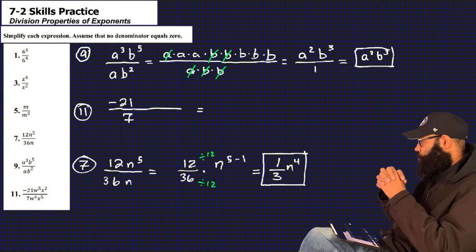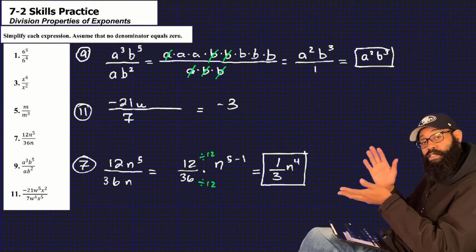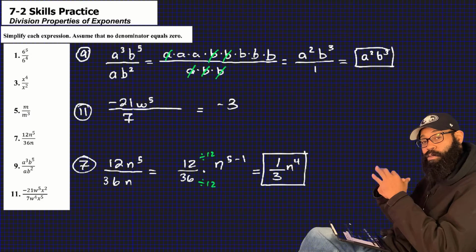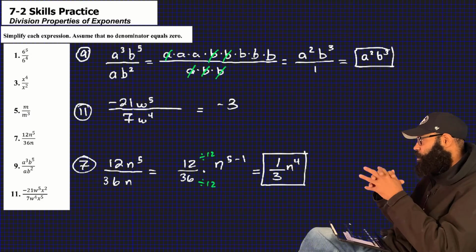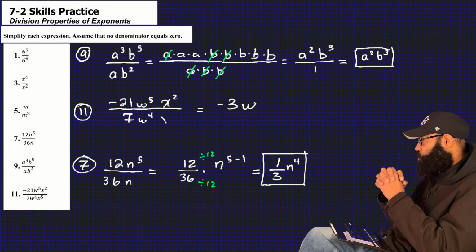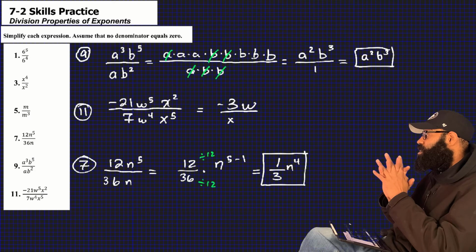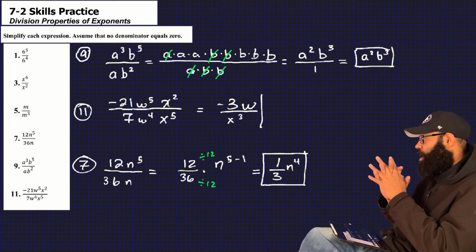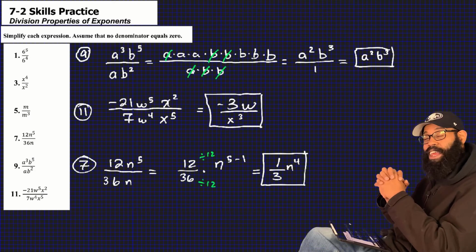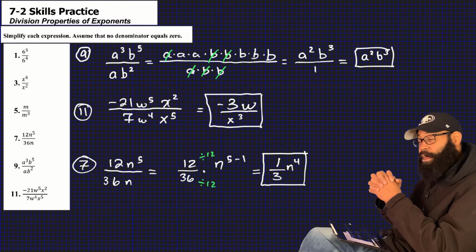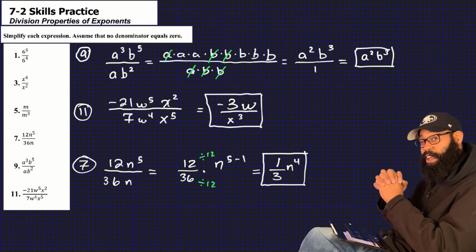Negative 21, and here it is, right? Negative 3, because right off the rip, I know 7 goes into 21 3 times. Integer rules, negative divided by positive, but 5 minus 4 is 1, and here's where x to the 2nd divided by x to the 5th, well, you're going to get a negative 3. 2 minus 5 is negative 3. That's why it's in the denominator, guys.